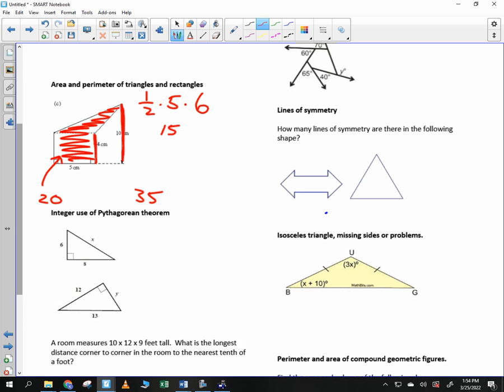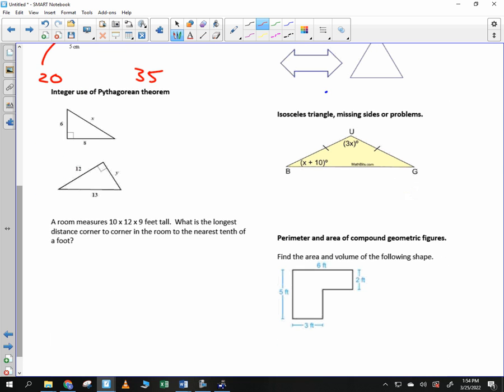Don't go by what it looks like. Go off the numbers. Okay. All right. Pythagorean theorem, integer use. Here's what you have to know. 3, 4, 5 makes a right triangle. What else?